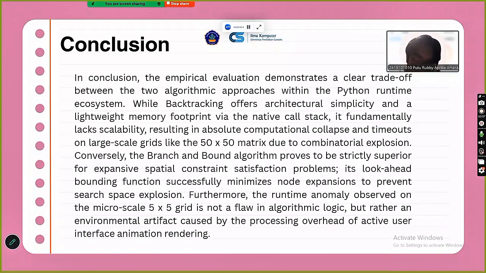Conversely, the branch and bound algorithm proved to be strictly superior for expensive spatial constraint satisfaction problems. Its look-ahead bounding function successfully minimized node expansions to prevent search space explosion. Furthermore, the runtime anomaly observed on the micro-scale 5 times 5 grid is not a flaw in algorithmic logic, but rather an environmental artifact caused by the processing overhead of active user interface animation rendering.